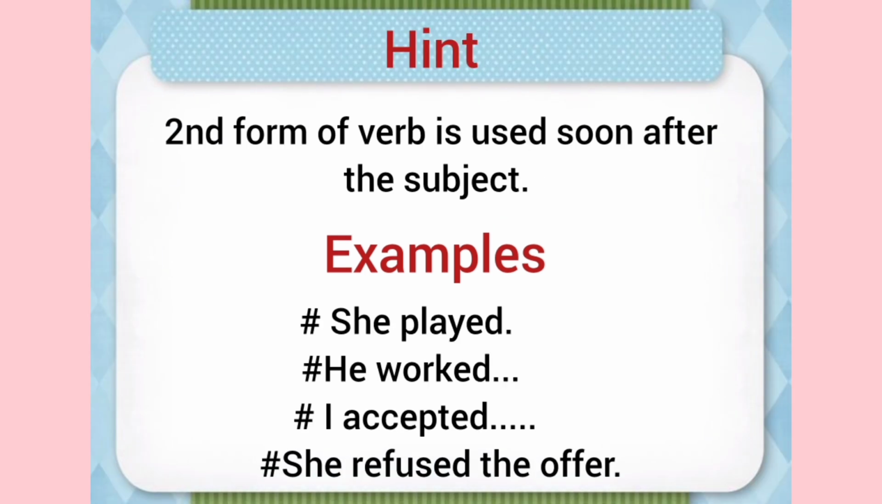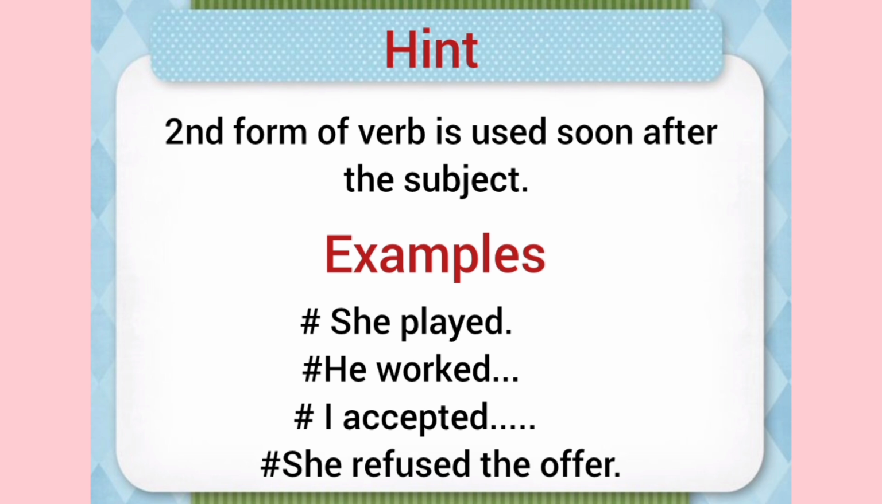Now the important hint to keep in your mind is that in past indefinite tense we use the second form of the verb. In no other tense is the second form of verb directly used after the subject. This is the only case where we use the second form of verb soon after the subject. For example, she played. Here she is the subject, and soon after the subject I have used the action word played, which is the second form of play. He worked, and so on.